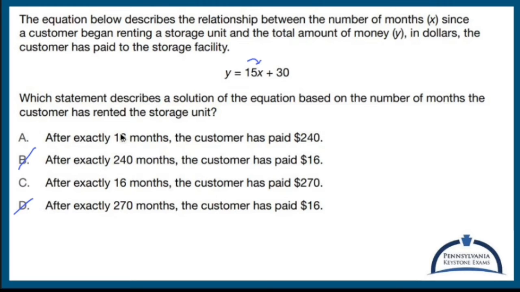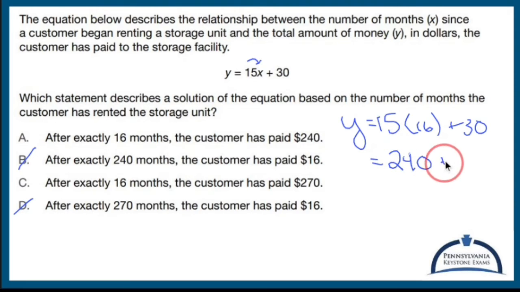A and C are like, well, let's test out 16 months. So let's do that. Y equals 15 times 16 plus 30. 15 times 16 is 240. 240 plus 30 is 270. So C is my guy. Yep. Pretty straightforward. No tricks about it. Tricks are for kids anyway, because of the cereal. Answer C.